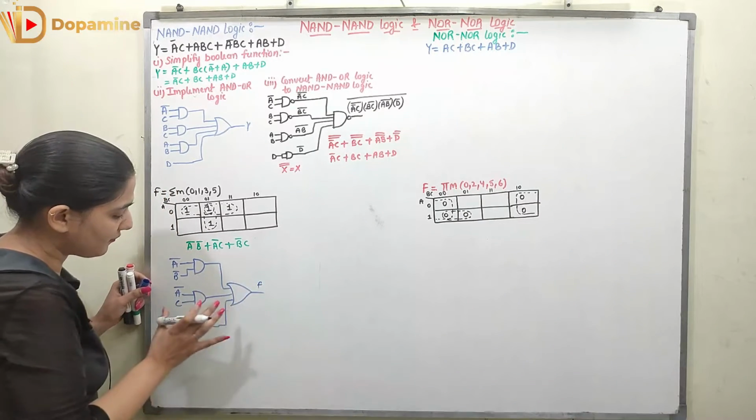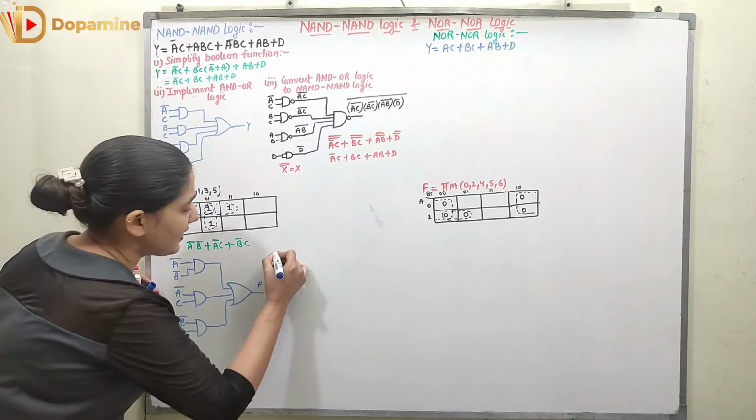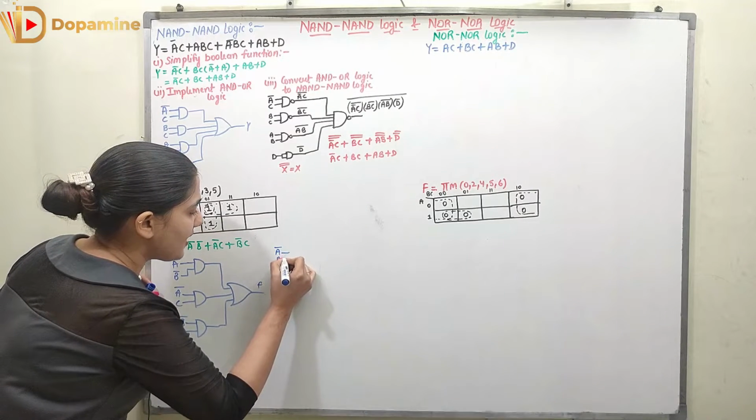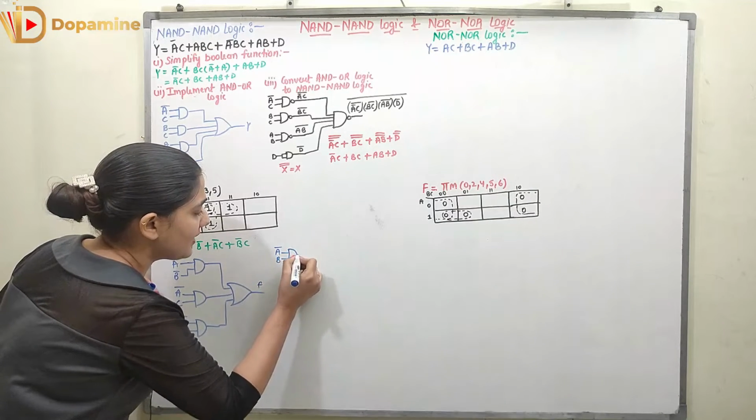Now I have to convert this AND OR logic to the NAND logic. For that I am going to take the same inputs, a bar and b bar, and send them to the NAND gate.